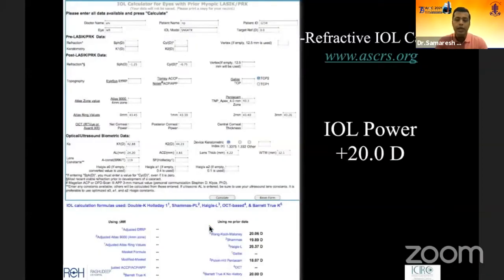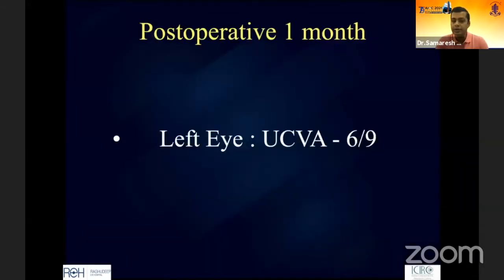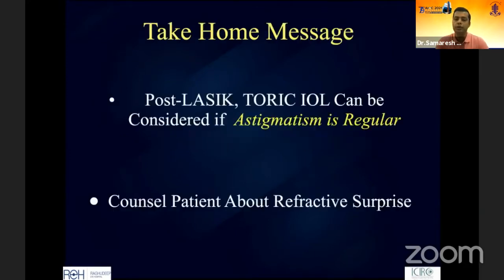When we calculated the IOL power using the IOL formulas available here, we tended to go with the Barrett True-K, which is our go-to formula in any case for most of the surgeries. And we implanted a toric IOL in this patient. Needless to say, because everything fell into place, this was a good outcome, and we had an uncorrected distance visual acuity of 6/9, which generally happens if you use the right formula as well.